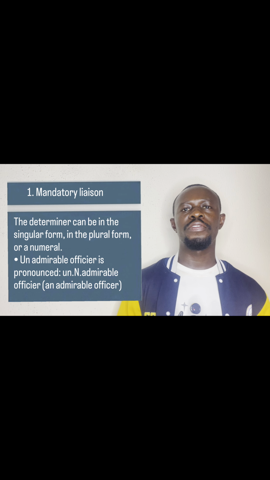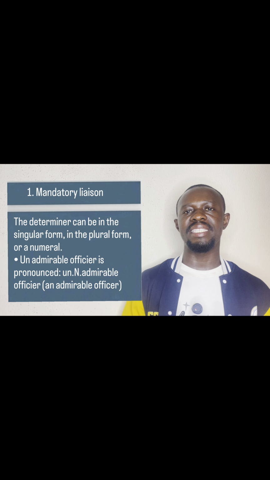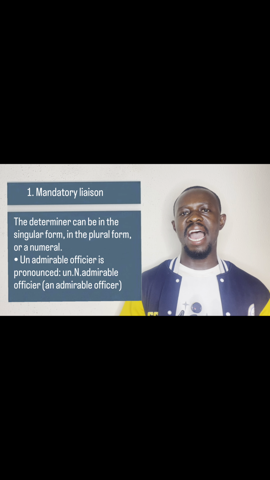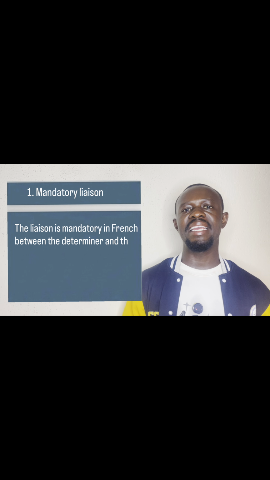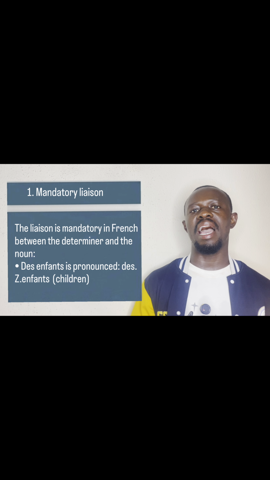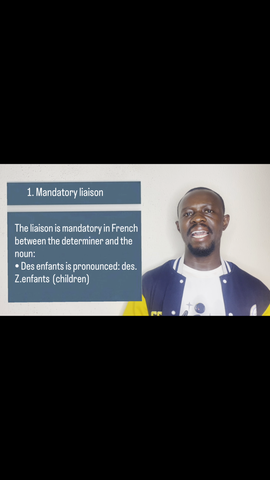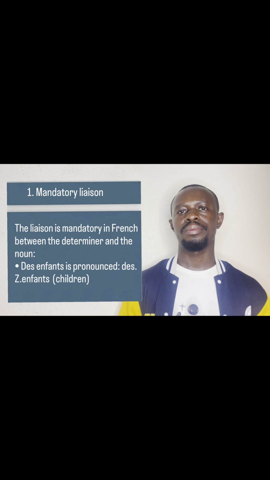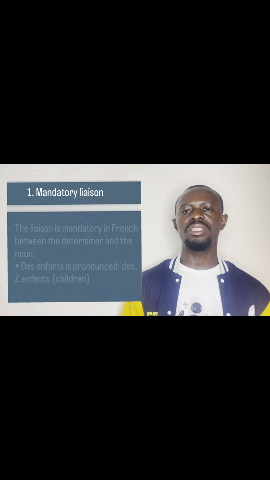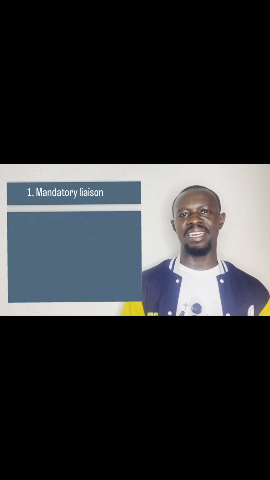For instance, we have "un admirable officier". So we say "un admirable officier". The liaison is mandatory in French between the determiner and the noun. So we have "des enfants". So we say "des enfants". Let's see more sentences where the French liaison is required.